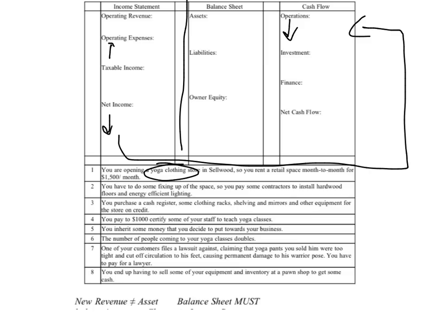So look at question number 2. This will end up being in red so you can spot it. You have to do some fixing up of the space. You pay some contractors to install hardwood floors and energy efficient lighting. What's nice there is that you're paying somebody, so you've got current assets, your cash, decreasing. And what you're doing with it is purchasing other fixed assets. The hardwood floors and energy efficient lighting are all fixed assets, so you've got an increase in assets right there too. Now this balances out already in the balance sheet.